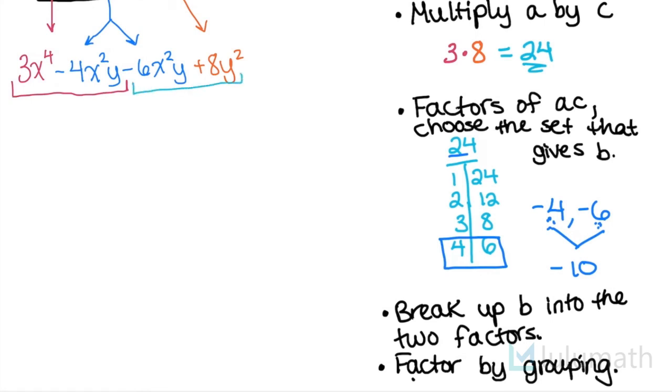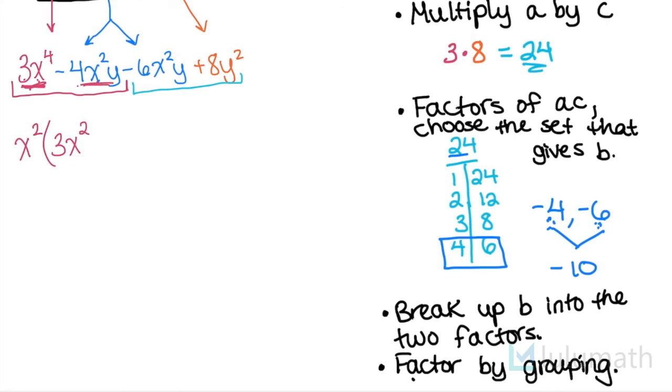Looking at my first two terms, I've got 3x to the power of 4 minus 4x squared y, and 3 and negative 4 don't have anything in common, but we do have an x to the power of 4 and an x to the power of 2. So our GCF is going to be x to the power of 2. There's no y in common, so I'm not going to include that. Now, when I factor that out of my first term that I have here, 3 divided by this invisible 1 is 3, and then x to the power of 4 divided by x to the power of 2 is just x to the power of 2.